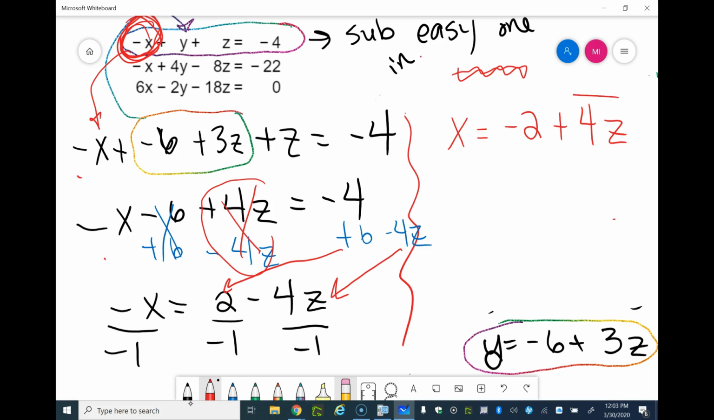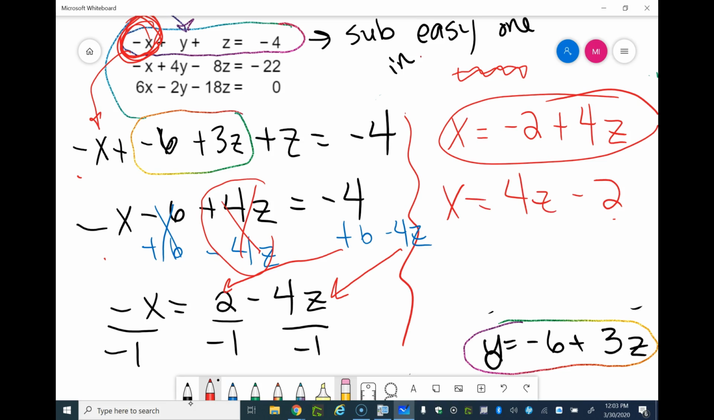Okay, yeah, that's over here. So if you want to change it around, that's fine. 4z minus 2, that's fine.